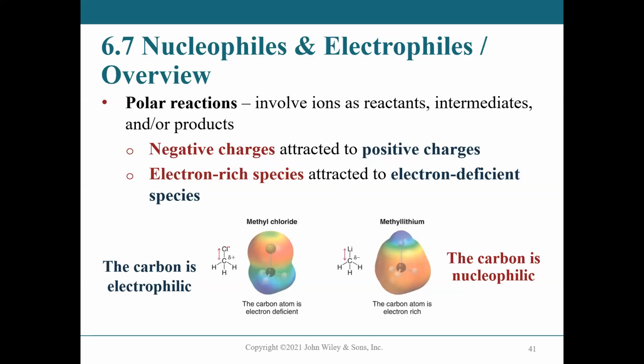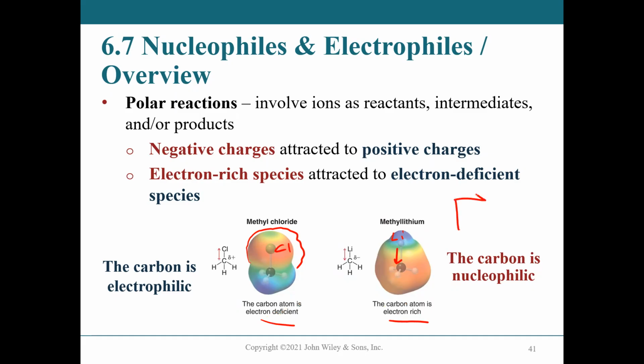So here we have this, the carbon atom is electron deficient right here. And that's because this chlorine right here is pulling all that electron density. The carbon atom is nucleophilic, so that lithium is pushing in, or the carbon is taking away the electron density right here. So here the carbon atom is electron deficient, here it's electron rich.